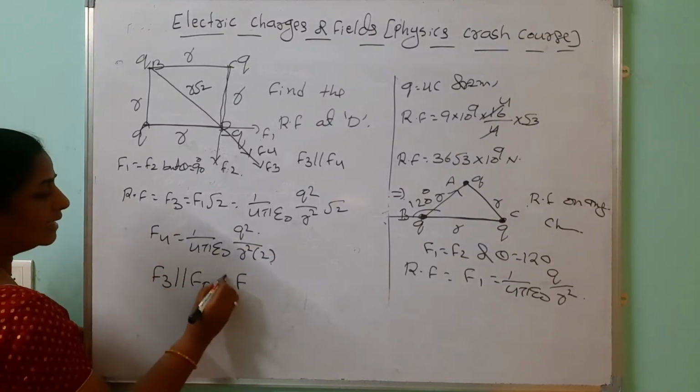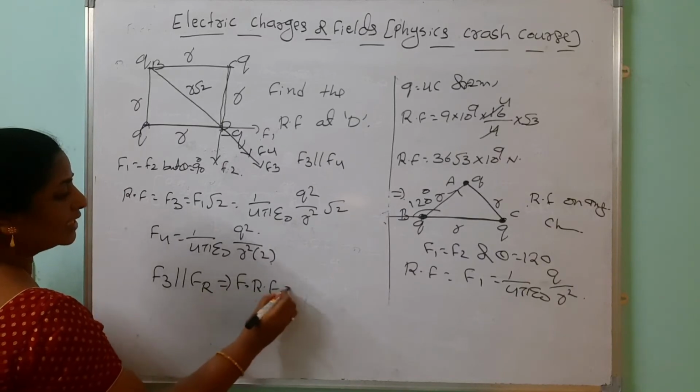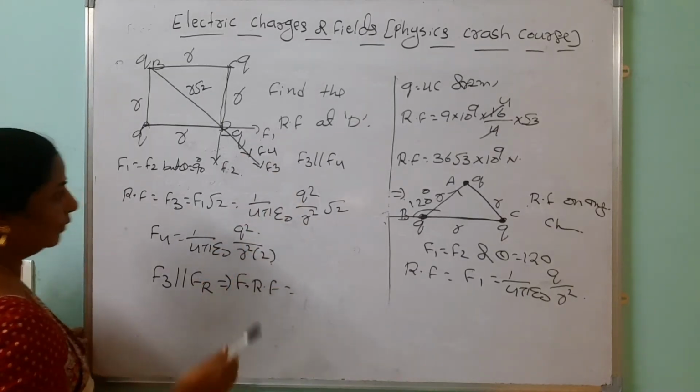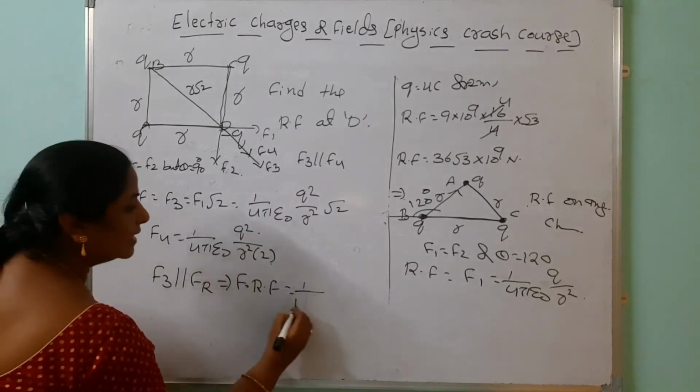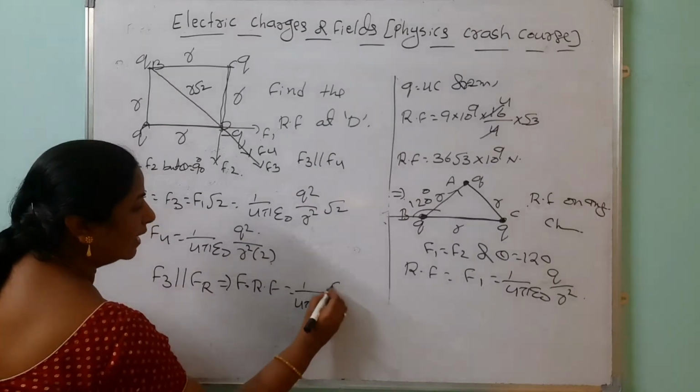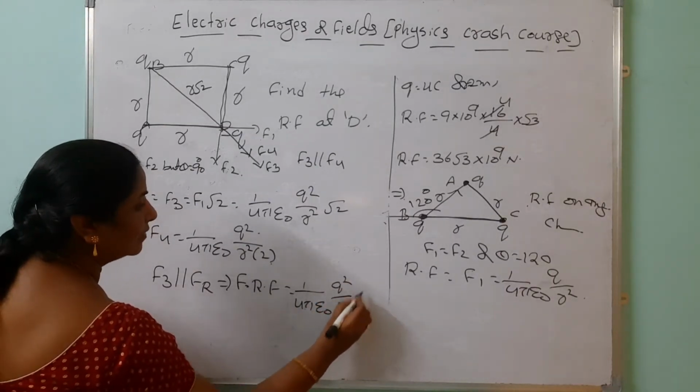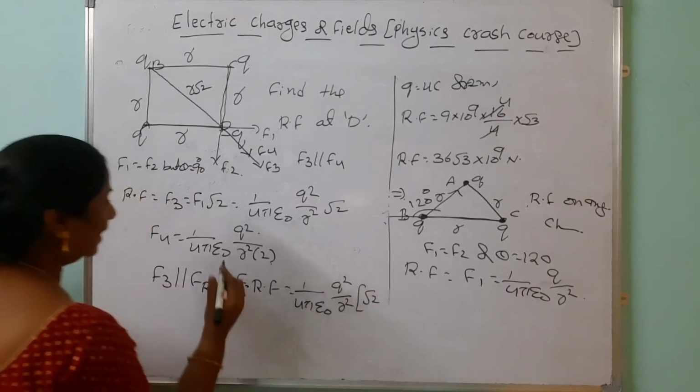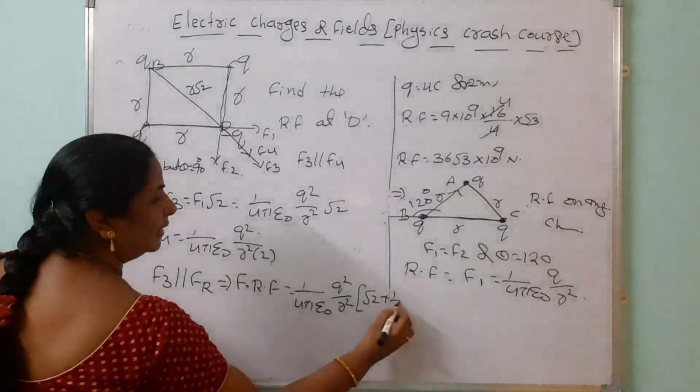So the final resultant force is how much? We can just add F3 and F4. What is common in both cases? 1 by 4 pi epsilon naught q square by r square is common. So here you are getting root 2 plus 1 by 2.